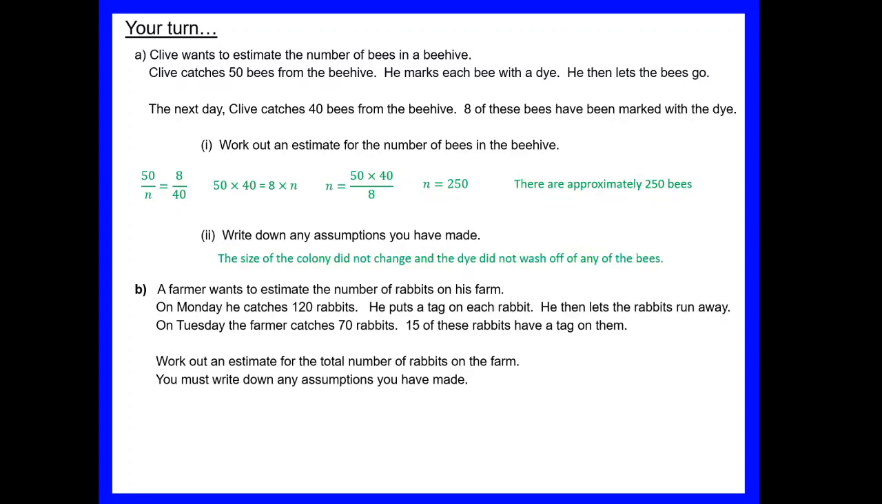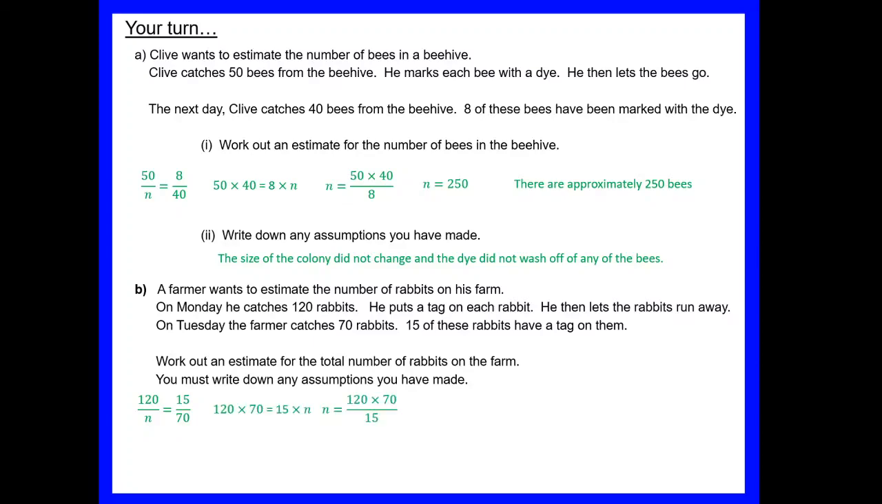So my assumptions are the size of the colony did not change, so that's no births, no deaths, no one coming, no one going, and the dye didn't wash off of any of the bees. The second one then, we've got our farmer, so we've caught 120 rabbits out of our unknown population, and then we've caught 15 tagged out of 70, so we'll rearrange that equation.